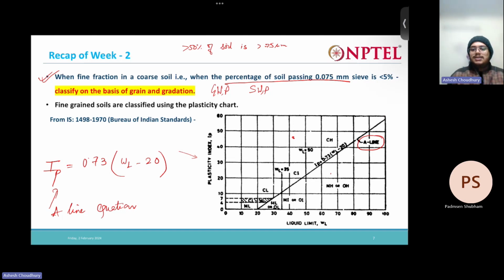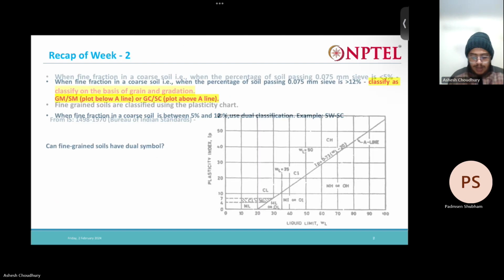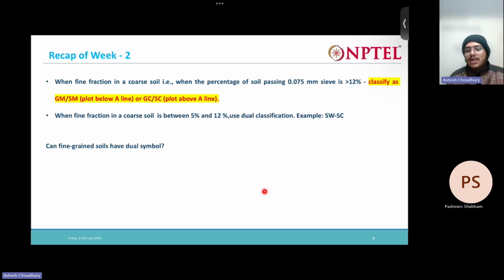Okay, this is clear, right? So now let us see next. Now, first we decide whether our soil is coarse. If more than 50% of the soil is coarse, meaning greater than 75 micron size, then it is a coarse soil. More than 50% of the soil has size greater than 75 micron.